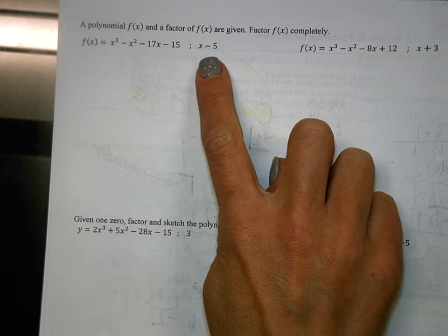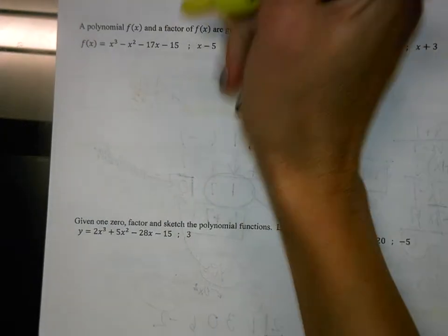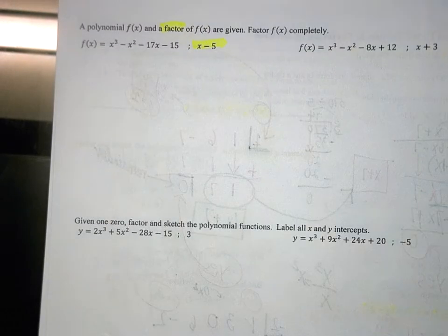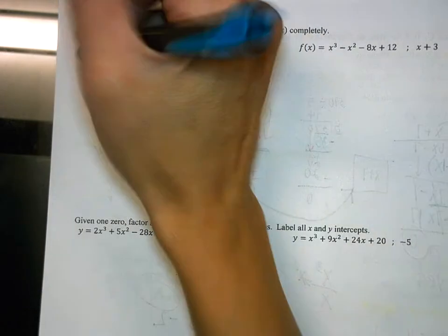This is telling you a polynomial f of x and a factor. They're telling you that x minus 5 is a factor. Okay? They want you to factor it completely. We are going to use synthetic division. Okay? So, what value is going to go in my box here? 5. A positive 5.